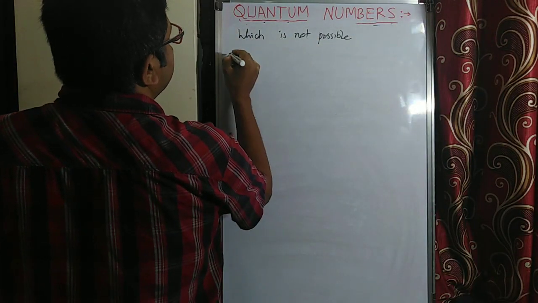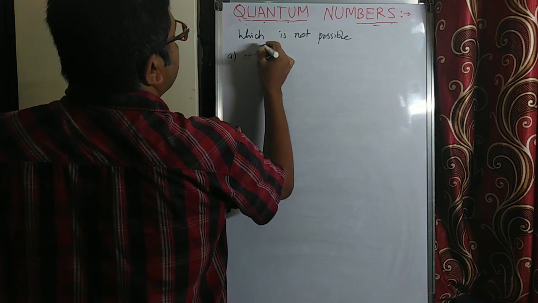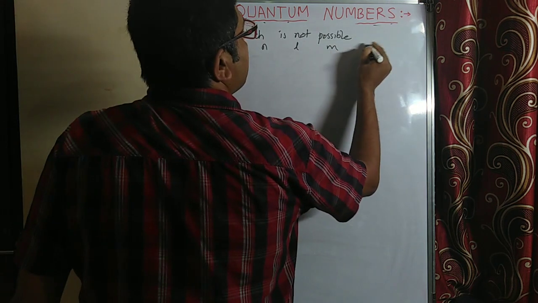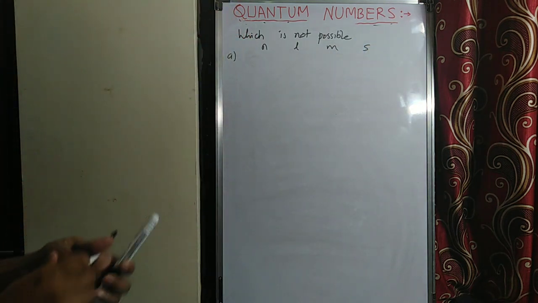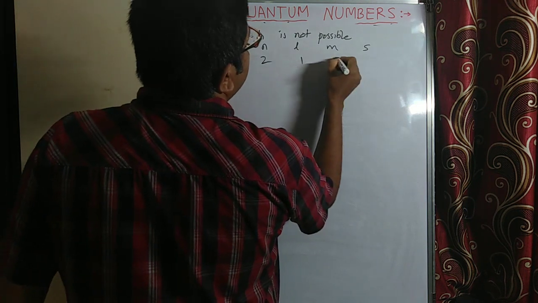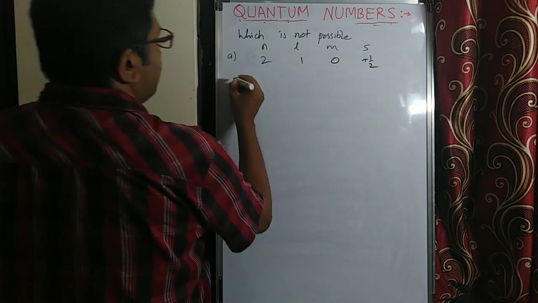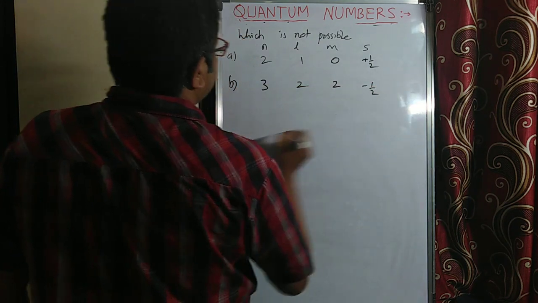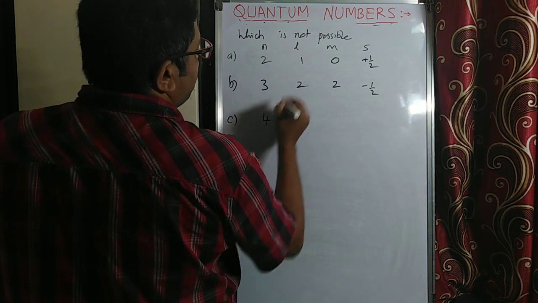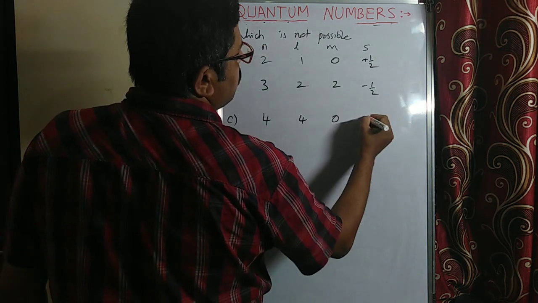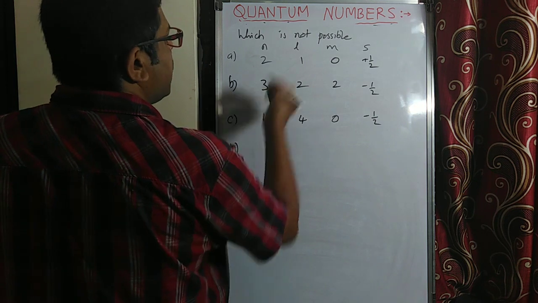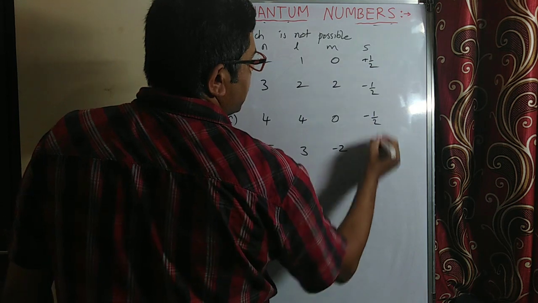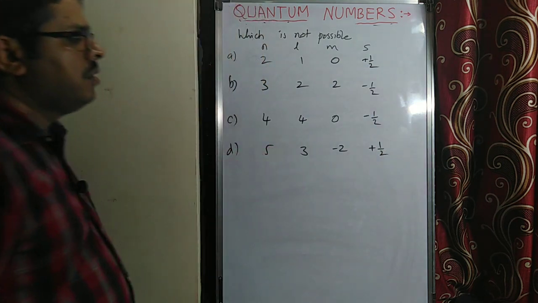For example, they will give 4 sets: n, l, m, ms. They will give 4 options, and you must find which is not possible. Option A: n is equal to 2, l is equal to 1, m is equal to 0, s is equal to plus half. Option B: n is equal to 3, l is equal to 2, m is equal to 2, s is equal to minus half. Option C: n is equal to 4, l is equal to 4, m is equal to 0, s is equal to minus half. Option D: n is equal to 5, l is equal to 3, m is equal to minus 2, s is equal to plus half. Like this, 4 options are given.